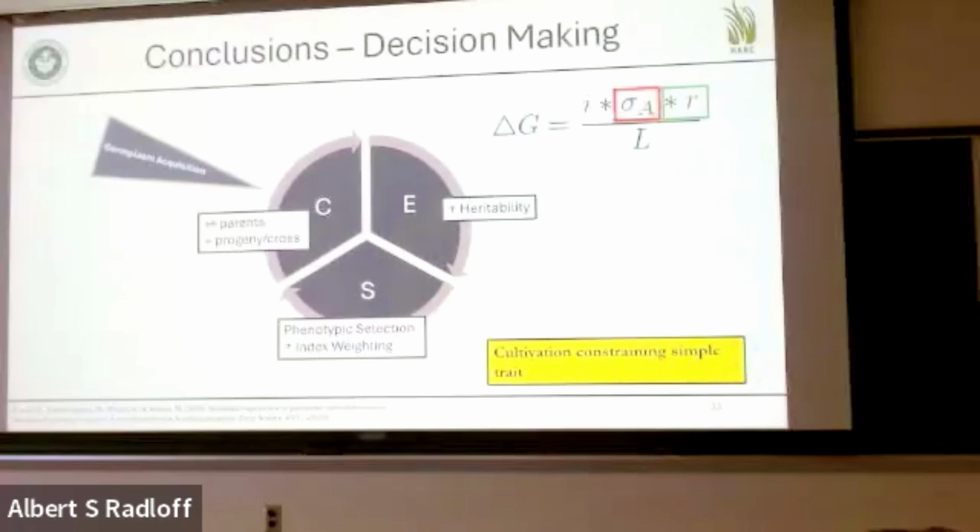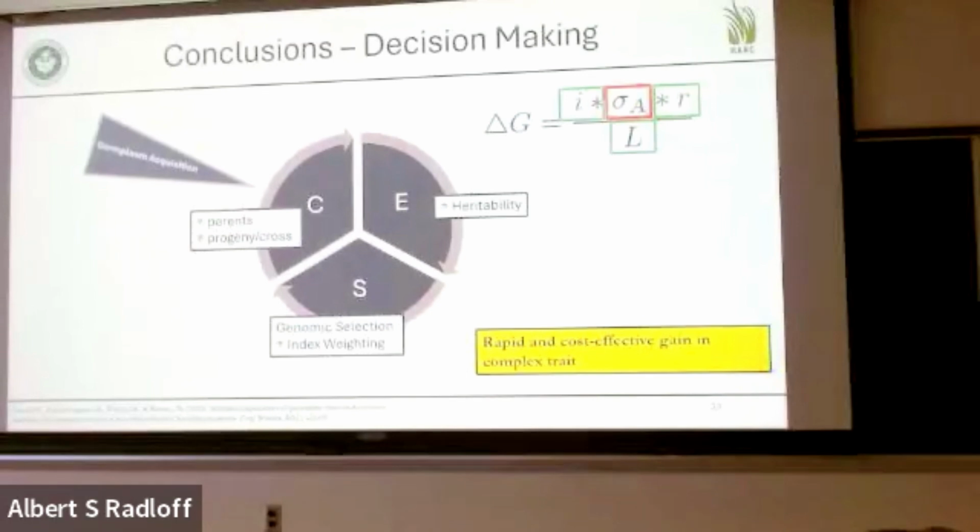If we're trying to fix a simple cultivation constraining trait, it was a middle level of parents and a low number of progeny per cross, having a high heritability for that trait and a high index weighting, and just using phenotypic recurrent selection. By doing this, we're fixing that simple trait within our population, so we're reducing our additive genetic variation, and we're highly accurate with our selection with that high heritability and high index weighting.